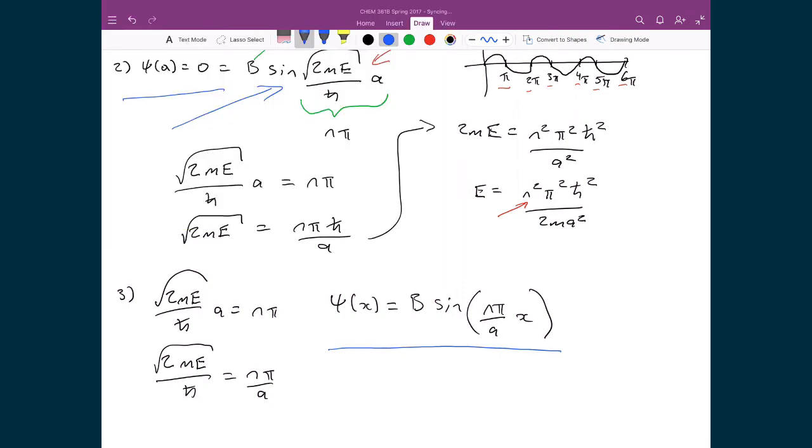Now, of course, we still don't know what B is. We don't know what this constant B out front is, so it's not a complete solution just yet. But we'll get to a little bit later in this lecture how we calculate B.